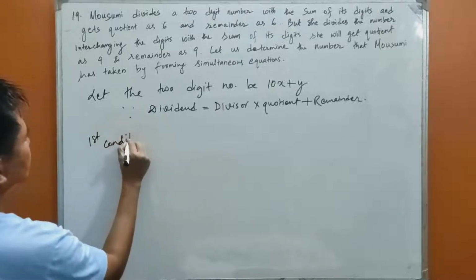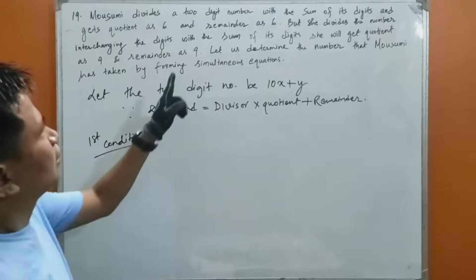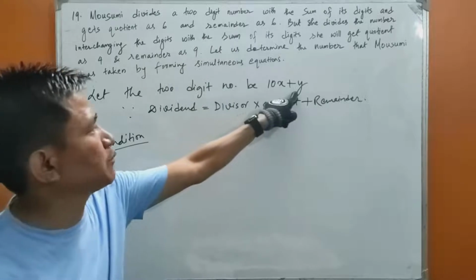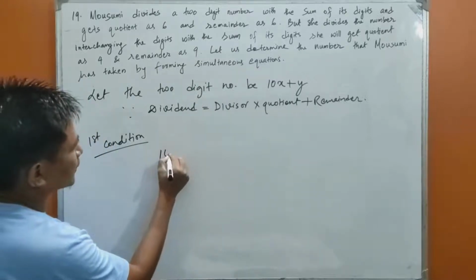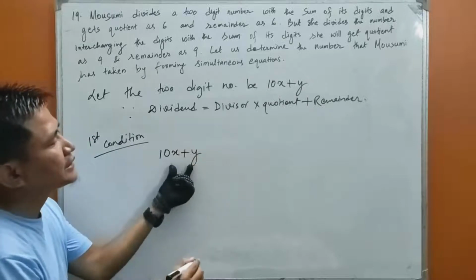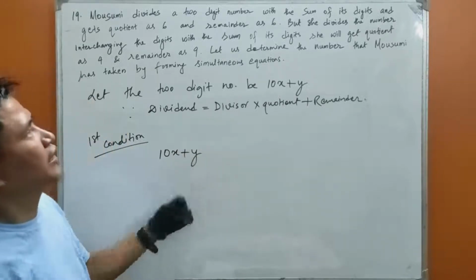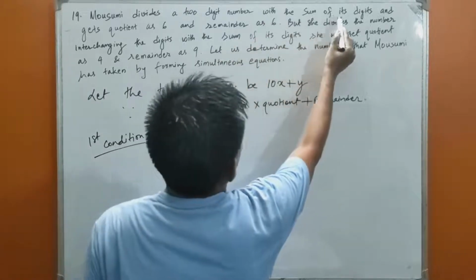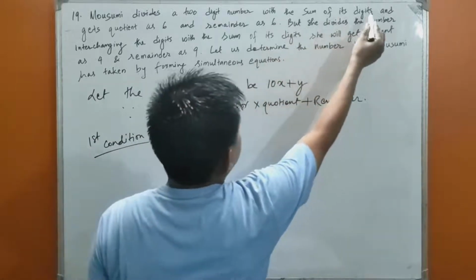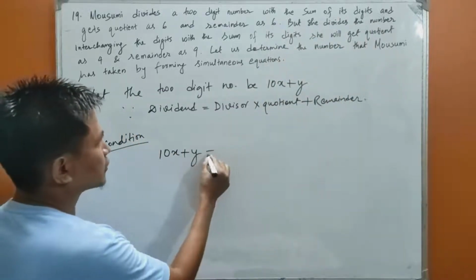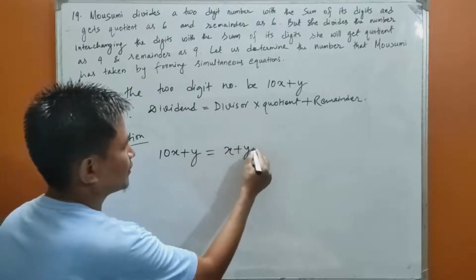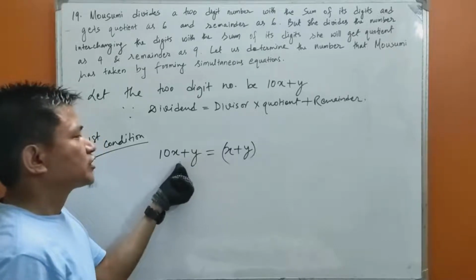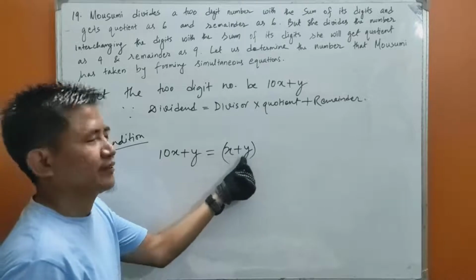Mausami divides 2-digit number, means 2-digit number is being divided. So 2-digit number is this. So dividend is 10x plus y. This number is being divided. Okay. By which number? This number is being divided by which number? With the sum of 2 digits. So with the sum of its digits, means sum of its digits means divisor equals to x plus y, isn't it? This number is being divided by sum of its digits. Okay, sum of its digits is x plus y, isn't it?